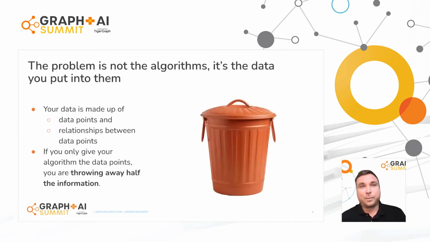Actually, the problem is not the algorithms themselves, but the data that you put into them. Your data is naturally made up of data points and the relationships between those data points. Existing machine learning approaches just take the raw data points, put them into the model, and use it to detect whether something is fraudulent or not. But if you don't capture the relationship between those data points, you're effectively throwing away half the information.